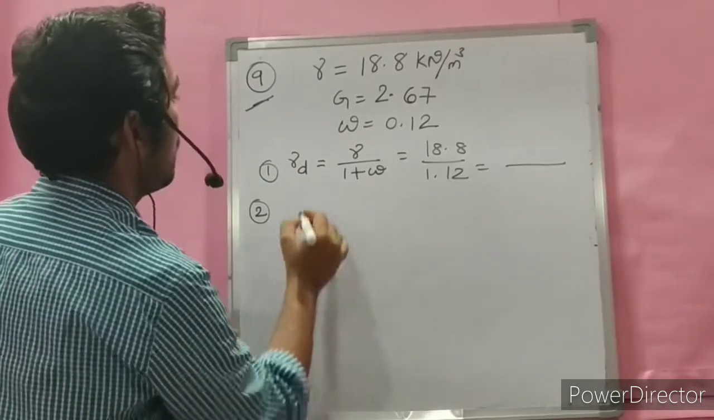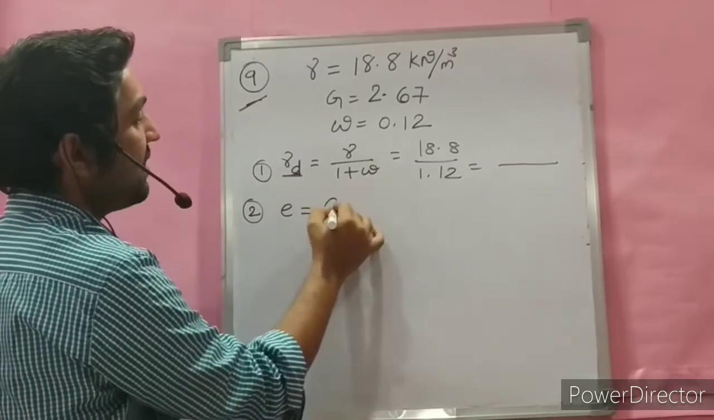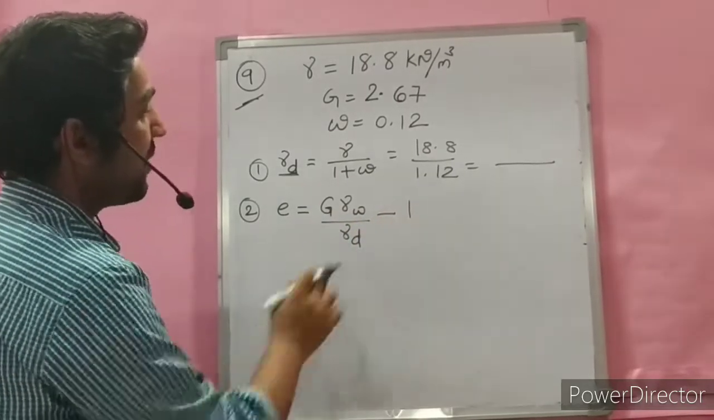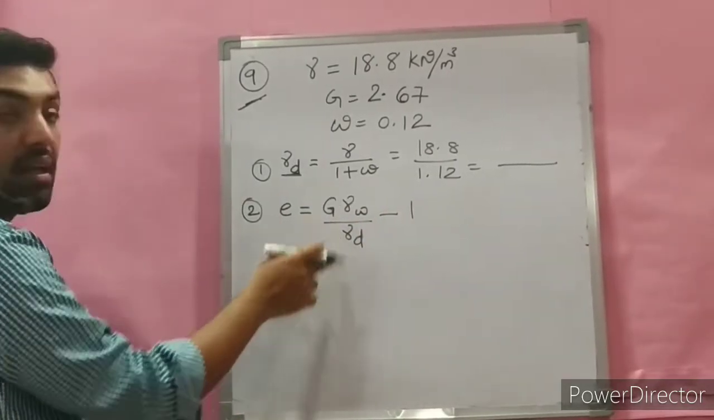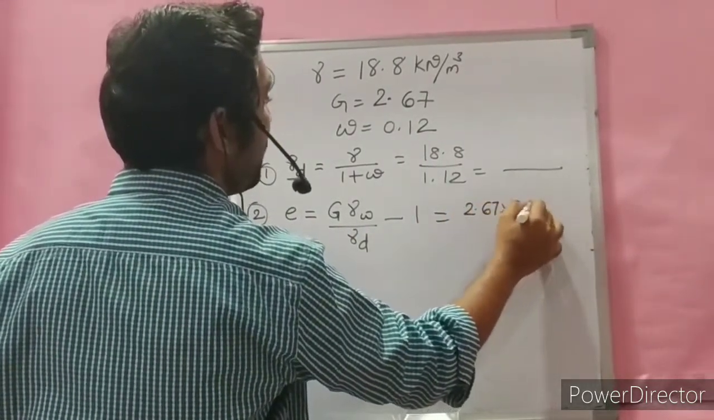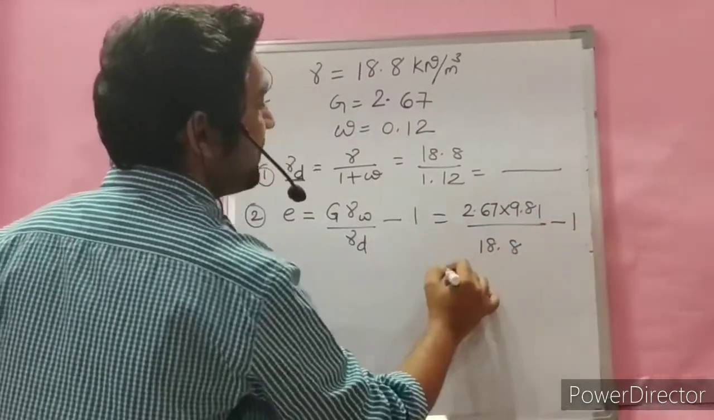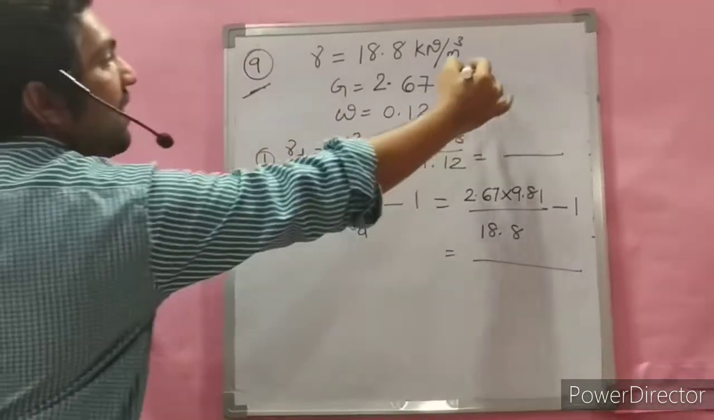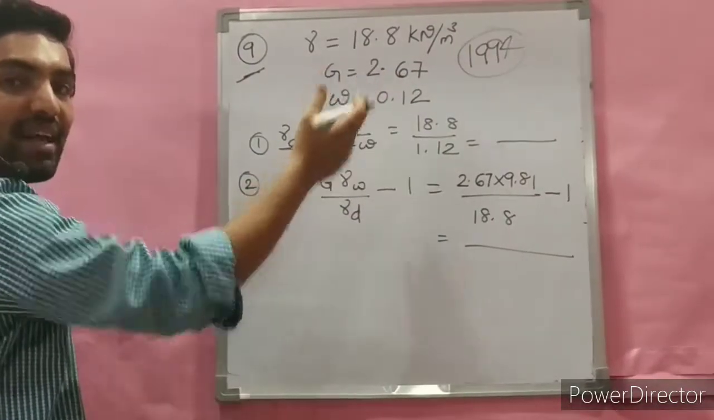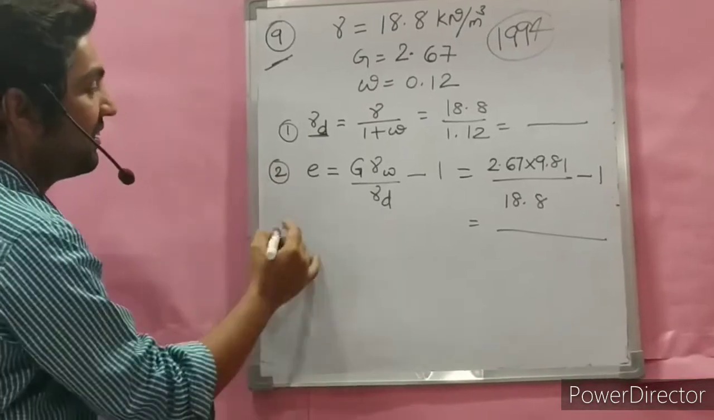calculate the void ratio. Vv by Vs is not known, but gamma D is known. E is equal to G gamma W by gamma D minus 1, from the formula gamma D equals G gamma W by 1 plus E. So 2.67 into 9.81 divided by gamma D, that is 18.8, minus 1. Solve this. This is for conventional question only. This is GATE 1994. Most of the people have not been born at that time. Most old question, 1994, 5 marks GATE question this is.